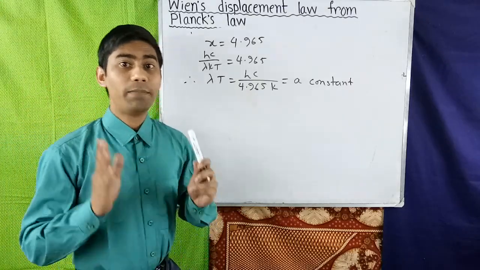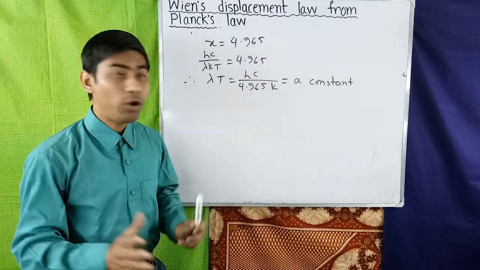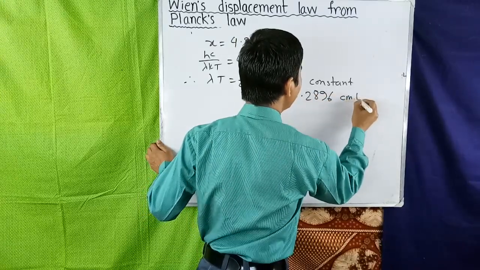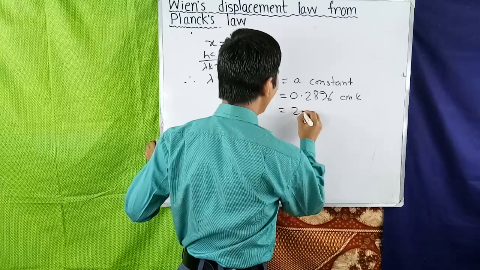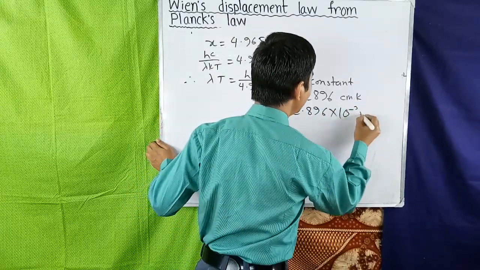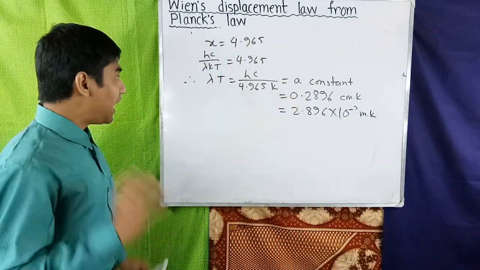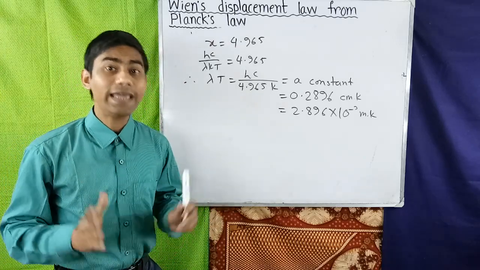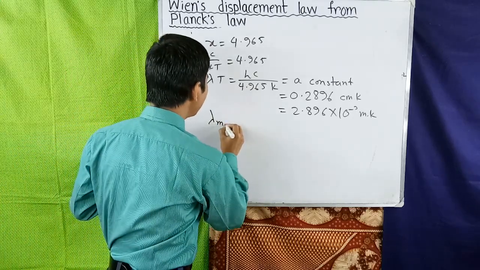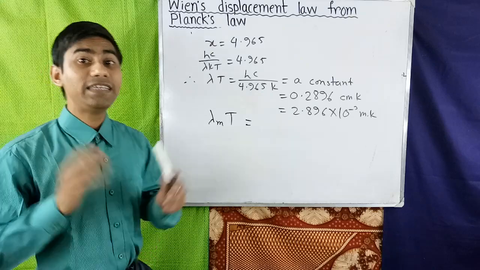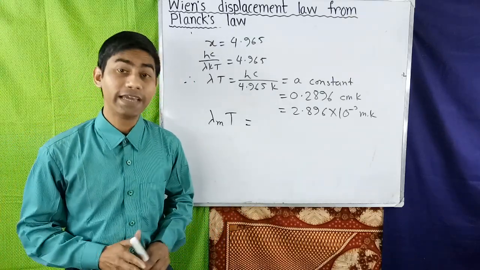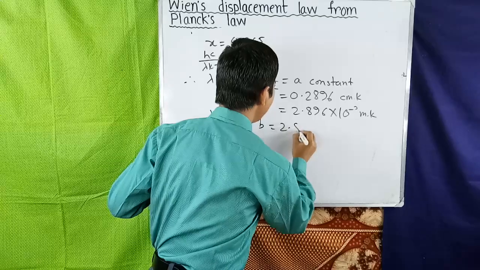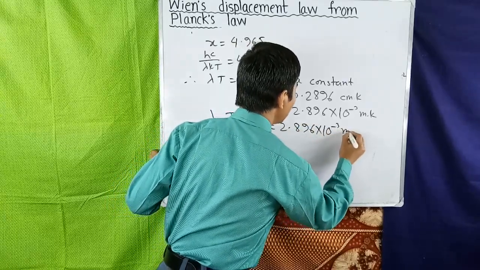Now if we put the values of hc and k, the value of this constant becomes 0.2896 centimeter Kelvin, which equals 2.896 into 10 to the power minus 3 meter Kelvin. As this is the wavelength corresponding to the maximum energy emission, it is denoted by lambda m, and hence lambda m into T equals constant. This constant is known as Wien's constant, denoted by B. So we may write lambda m into T equals B equals 2.896 into 10 to the power minus 3 meter Kelvin.